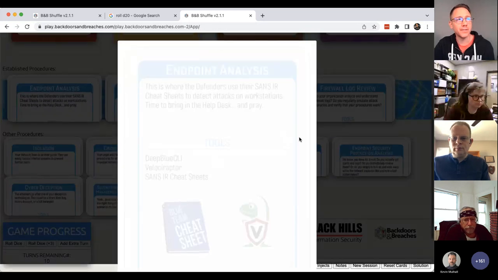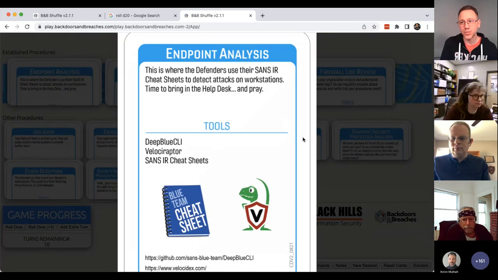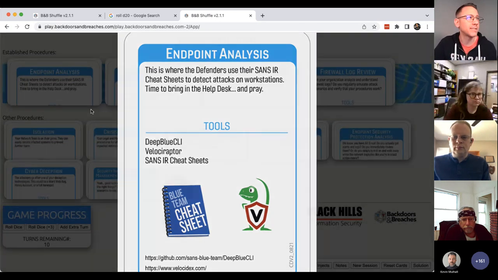You're going to do endpoint analysis, all right? This is where you take a look at the actual computer, where you either physically have it in front of you, or you remote access into it.